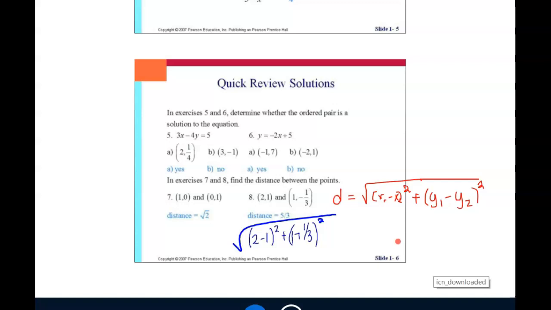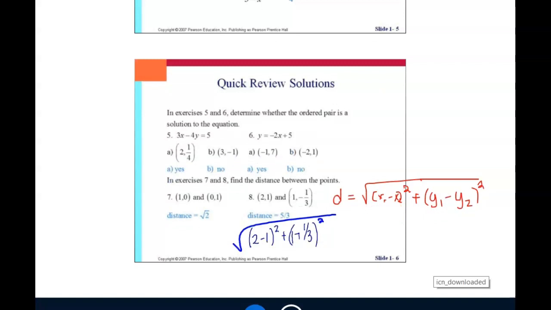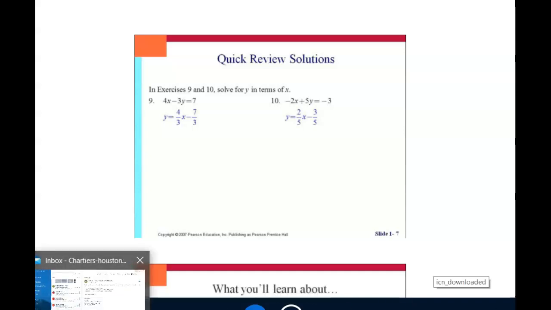Are we good for 5 through 8? Okay. 9 and 10. So all we are doing in 9 and 10 is changing the order to solve for y.